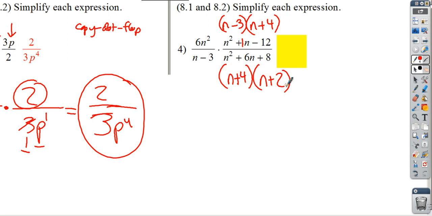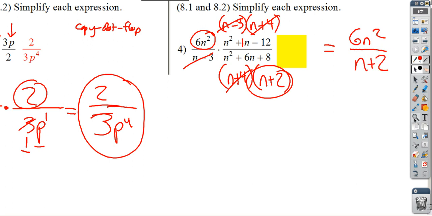And then to simplify, we just see what we can cancel. So there's an n minus 3 that will cancel. There's an n plus 4 that will cancel. And that's really all there is. So the top is just 6n squared. That's all that's left on the top. And the bottom is just n plus 2.